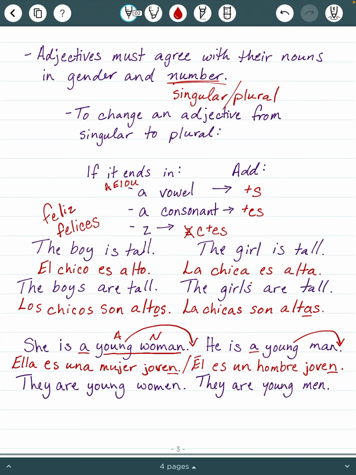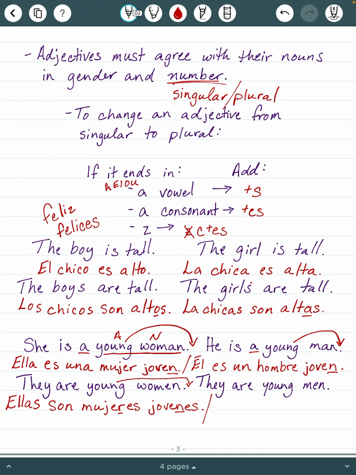All right, last couple. They are young women. So we're saying ellas. Instead of S, we're going to say son, are. Young women, move young to after women. So mujer is woman. We want to make that plural. R is a consonant, so we're going to add ES there. And then young, joven, we need to make that plural. It ends in a consonant, so we're going to add ES there.